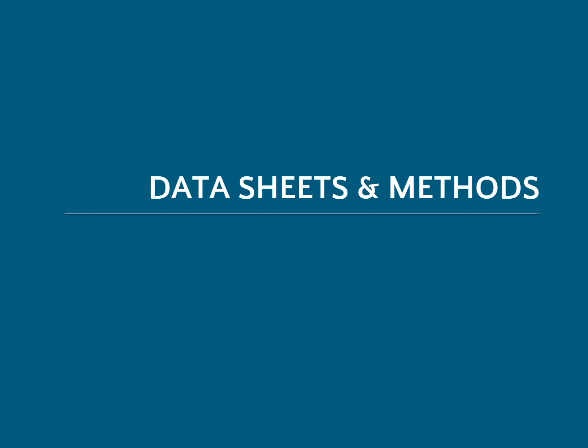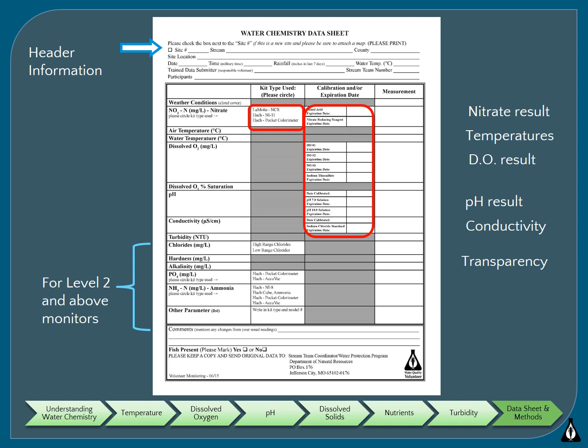Alright, we're going to talk about the data sheet for collecting water chemistry as well as briefly go over some methods. This is the water chemistry data sheet. It has all the same header information as all of our other data sheets. You'll put your site number, stream name, and all the other location information as well as your name, stream team number, and anyone who's gone out with you.